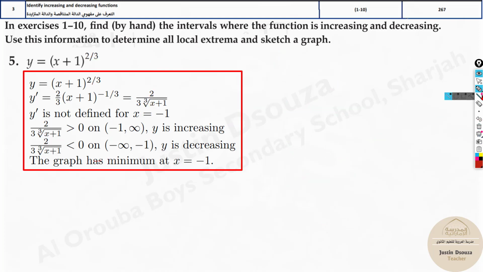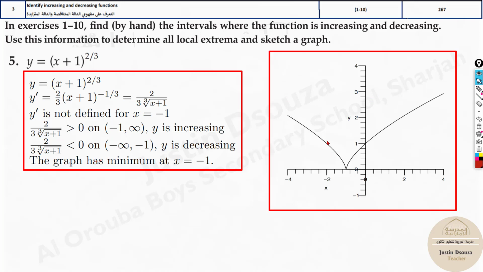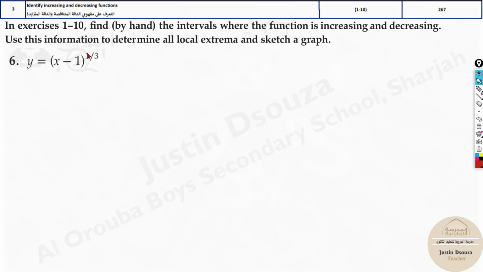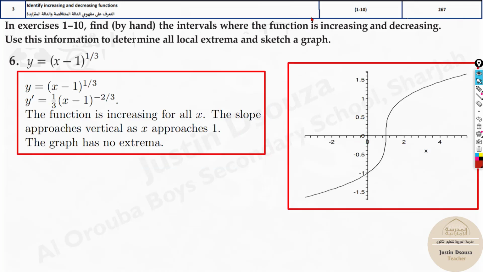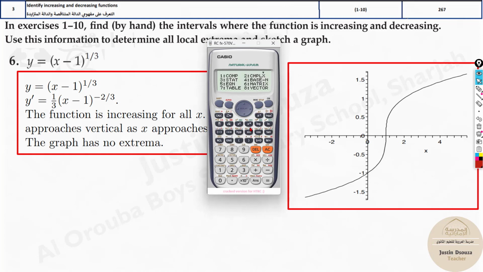We will just check the graph now. So this is the graph. If you graph it out, there's another method. Since you have been given the equation, we can directly get the graph. I will show you how. If you just click on mode 7, you get the table option. Type this equation here: alpha x minus 1, close the bracket, to the power 1 divided by 3.